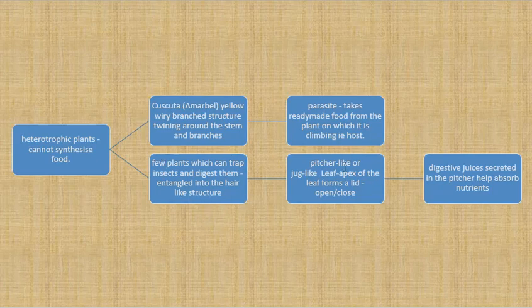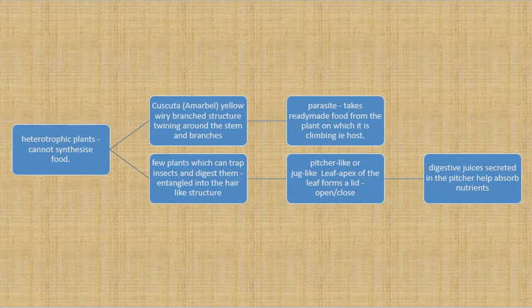This is called an insect-eating plant. What is an example? The pitcher plant, with jug-like, leaf-like forms which open and close. The digestive juices secreted in the pitcher absorb the nutrients. This is one way of being heterotrophic. Another is Cuscuta, the yellow berry plant, and this is a parasite. Why? It takes ready-made food from the plant on which it is climbing. So a parasite takes food directly from the host without giving anything back. Symbiotic is a give and take relationship, like Rhizobium.